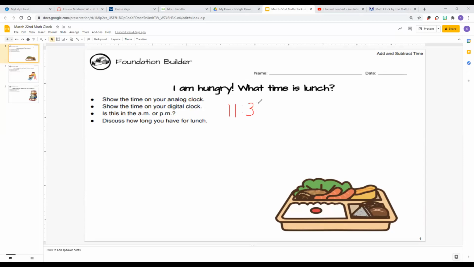Good. 11:30. And is this AM or PM? Is this AM or PM? AM. It is AM, right? 11:30. Camila, I do not need you annotating on my screen. I am annotating on my screen. 11:30 AM.